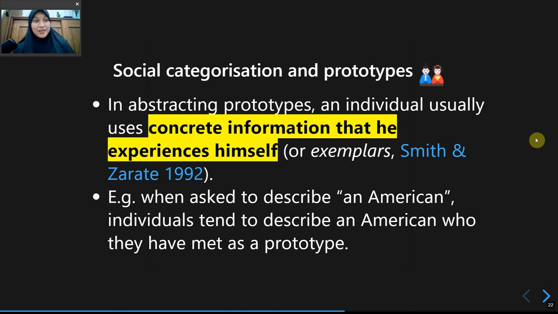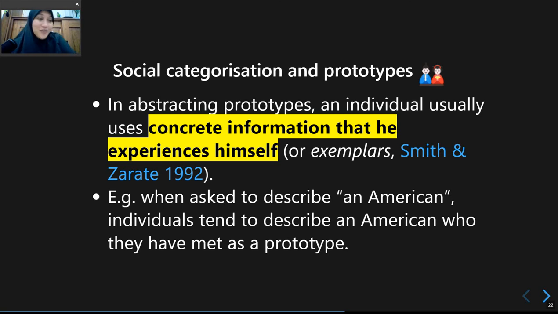And when we form prototypes, previously we talked about the idea of categorizing information. So now I'm trying to explain how we form prototypes, how we create the hypothetical idea of a person. So we tend to use concrete information that you experience yourself. So when I'm asking you to imagine an American, for example, if you have an experience of meeting an American in your past, then of course you would use that experience to form an impression.